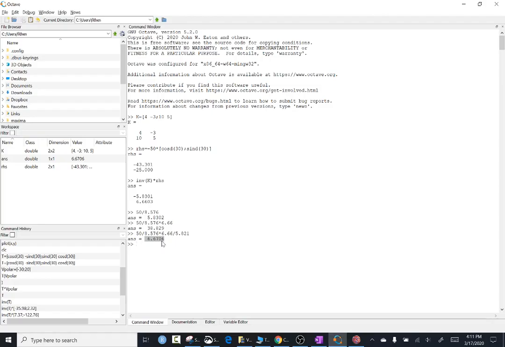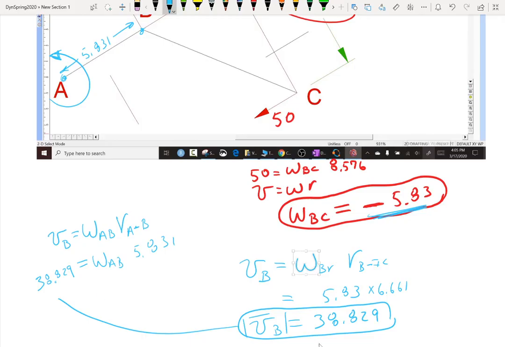Let's see, 5.831. Oops. So that's a little closer, 6.66 and then 6.66 there. So I'm just going to take it at that. Omega AB is equal to 6.66.